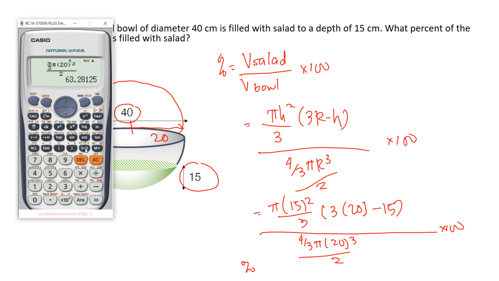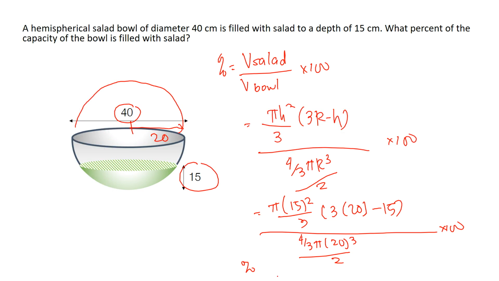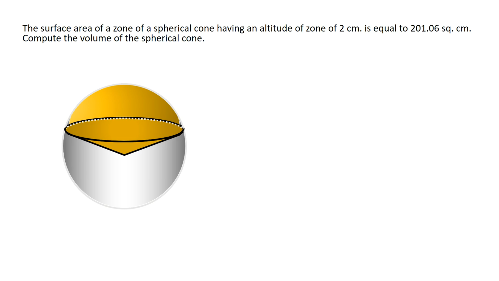The answer is 63.28%. What it means is that your salad occupies 63.28% of the space or capacity of your bowl. 63.28% is what it occupies. And that's it for this problem. Okay? Next.